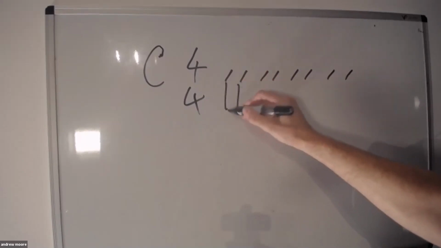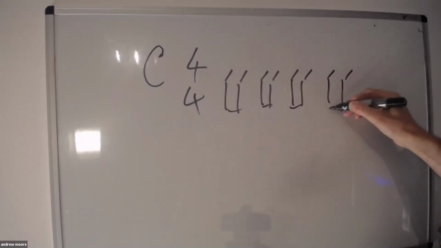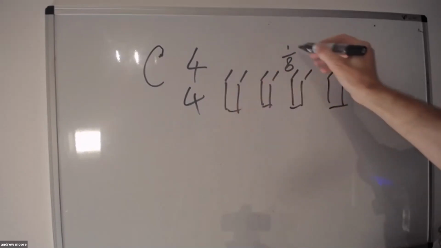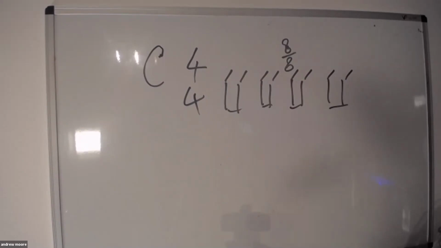So we're halfway down our pyramid at the moment. So here's our 8th notes, and we have 8 of them. So we'll do 8 8th notes equals the same as 4 quarters. Now we're going to add to that our semiquavers.